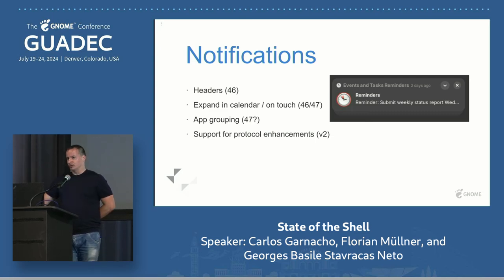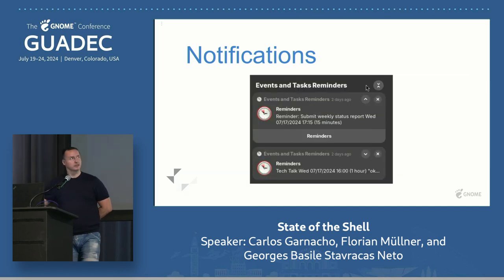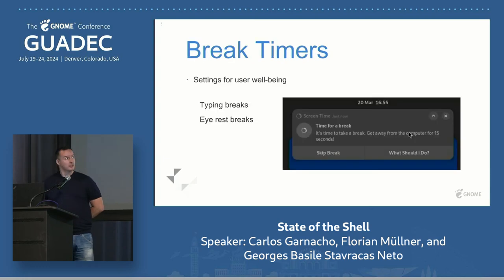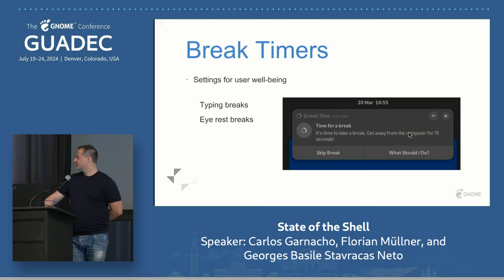Some of the work involves protocol changes, like additions to the notifications portal. This is still under discussion, so it won't make it to 47, but hopefully in 48, applications can make use of those new APIs. This is how a group notification would look when it is expanded. Then I think this is also part of STF. I'm not sure.